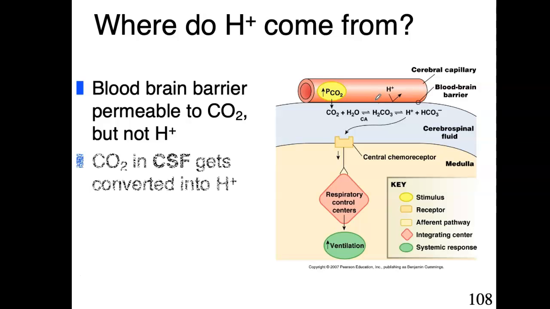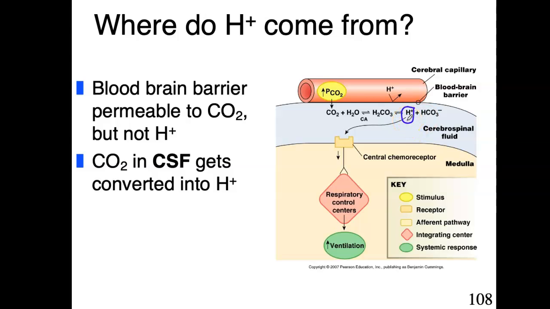So how do we get rid of those hydrogen ions? Well, instead, this barrier is permeable to carbon dioxide. So when carbon dioxide is high in a cerebral capillary, it can cross into the cerebrospinal fluid. There it will combine with water, old story here, make carbonic acid, and break down into hydrogen ions and bicarbonate.